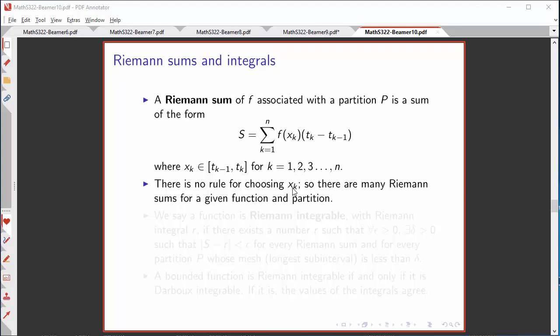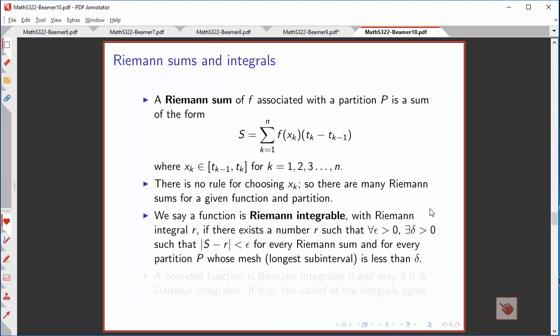And there's no specific rule by which we choose the point in the subinterval at which we do the evaluation. We can choose it at the left endpoint, t sub k minus 1, and get a left Riemann sum, or we can choose it at the right endpoint and get a right Riemann sum, or we could choose it in the middle and get a midpoint Riemann sum. These Riemann sums are familiar to most students who have studied calculus.